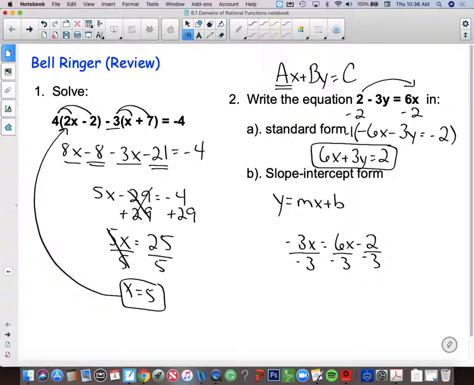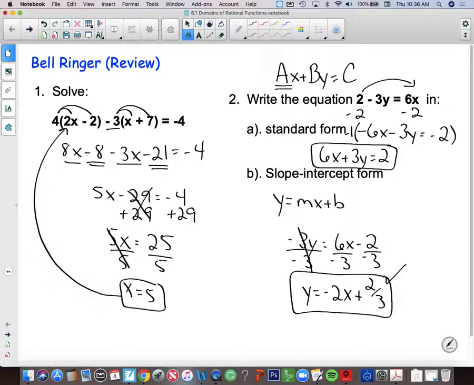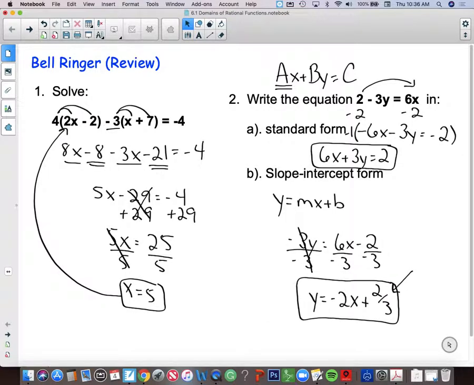Oops, I wrote an x there. That should be a -3y. So those will cancel out. We get y equals -2x plus 2/3. That doesn't really break down much. It's just a fraction there. If we were to graph this, 2/3 is my y-intercept, and the -2 is my slope. All right, so that's your bell ringer.